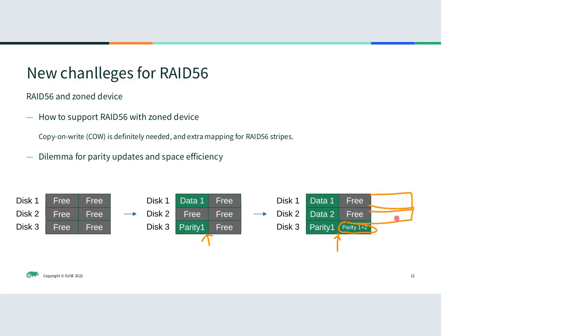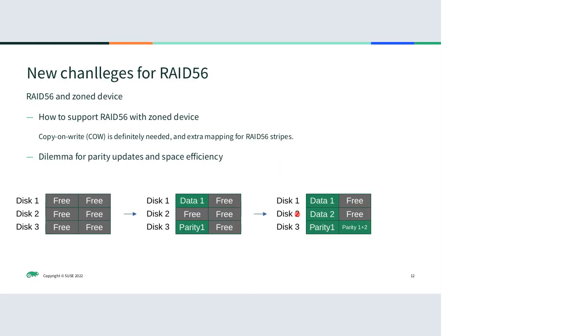If there are more stripes, if we do this write again and again, we can easily exhaust disk 3, but we have only used half the space of disk 1 and disk 2. That is the biggest problem. It's less bad than the avoid-substripe-at-all situation, but it's still a pretty big problem. So that is the dilemma between parity update and space efficiency. That is the first problem.